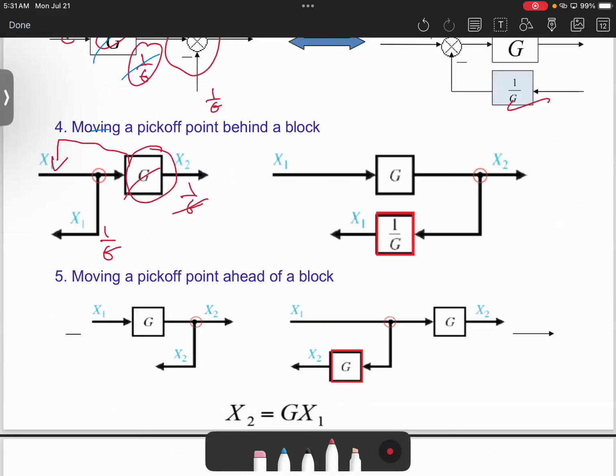Then, if we want to move it ahead from here to here, basically, we will multiply this part by g, and this part has already been moved here, so 1 over g and g will cancel each other. Anyway, I don't want to confuse you. So when we are moving it backward, we'll divide this by 1 over g. When we are moving it forward, we'll multiply this part by g. That's the thing.